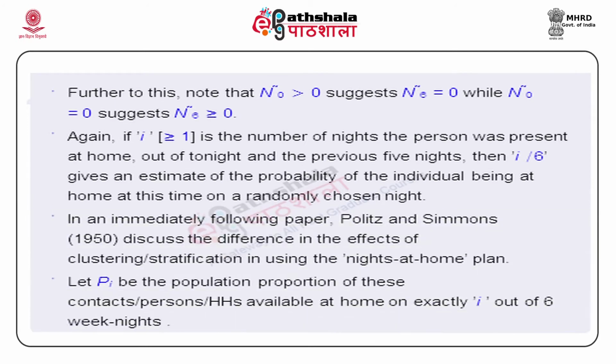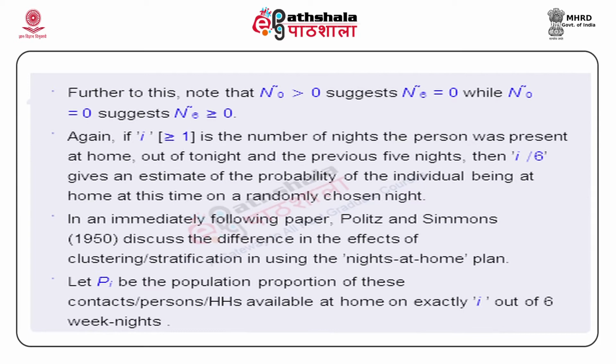In an immediately following paper, Politz and Simmons discuss the difference in the effects of clustering or stratification in using the nights at home plan. This is the nights at home plan. So, all that they did, they made extensive phone calls, 100% coverage. Definitely some of them are not available, that we are calling N0 tilde, because it is based on a randomly chosen weeknight, the night of the survey. That is why it is N0 tilde, not available. Do not go after them.